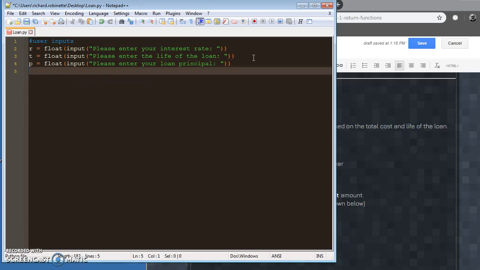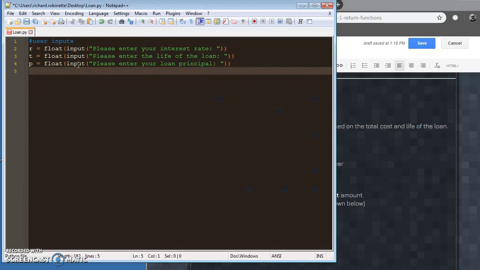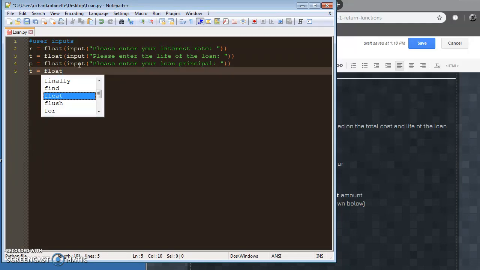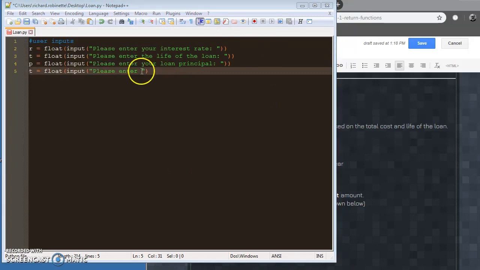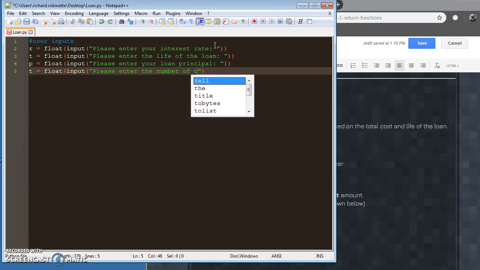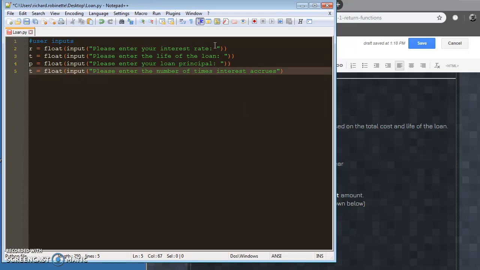All right, so you take your user inputs, number of times, principal, yeah, number of times that they calculate and add interest per year. So input, please enter the number of times interest accrues. If you don't really know what that is, just stick to 4, because that's the standard. Most times they'll do 4 times a year.